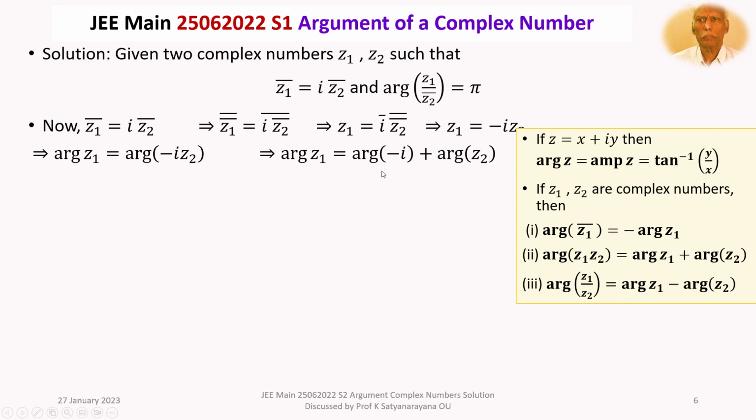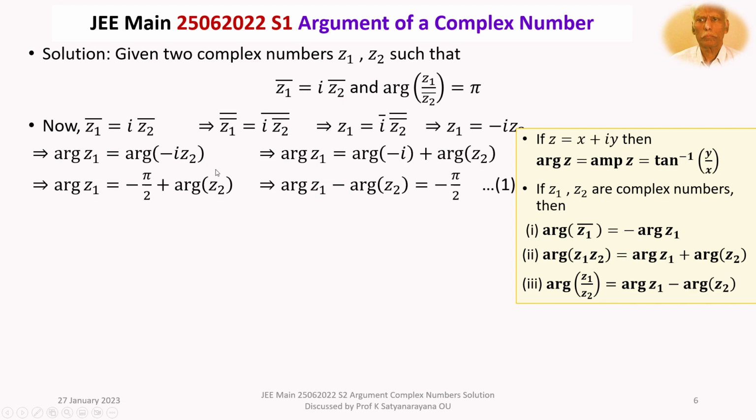Argument of i is pi by 2. Argument of i bar is equal to minus argument of i, that is minus pi by 2. So argument of Z1 is equal to argument of minus i, which is minus pi by 2, plus argument of Z2. Rearranging the terms, argument of Z2 sent to the left hand side, that will be argument of Z1 minus argument of Z2 is equal to minus pi by 2. Call this equation 1.